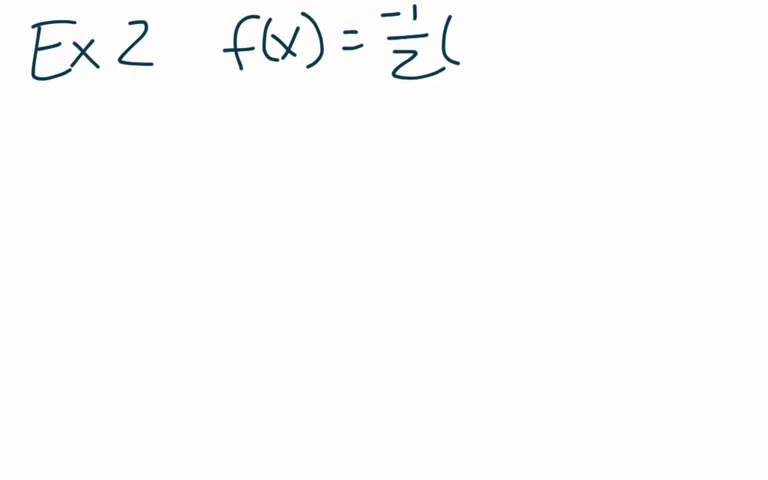All right, let's do example 2. So this is f of x is equal to -1/2, and then we have (x minus 2) squared plus 4.